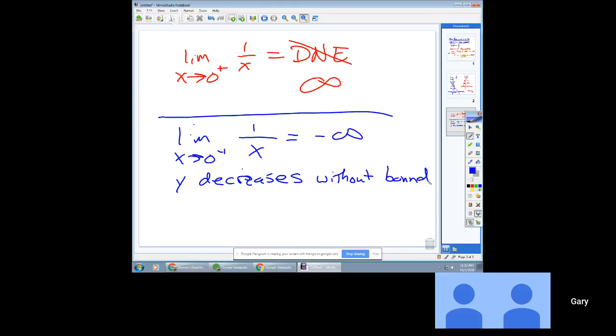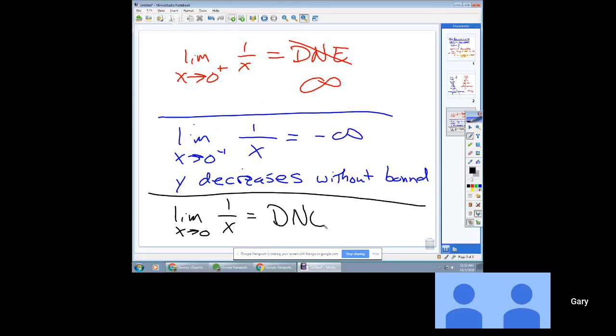Okay. We put those two facts together, and we try to write a result for x approaches 0. Here I don't mention left or right. What can you put for an answer? Since the left side doesn't do the same as the right, we can't say it's infinity or negative infinity. Now we get the generic does not exist, because it's doing two different things on each side.